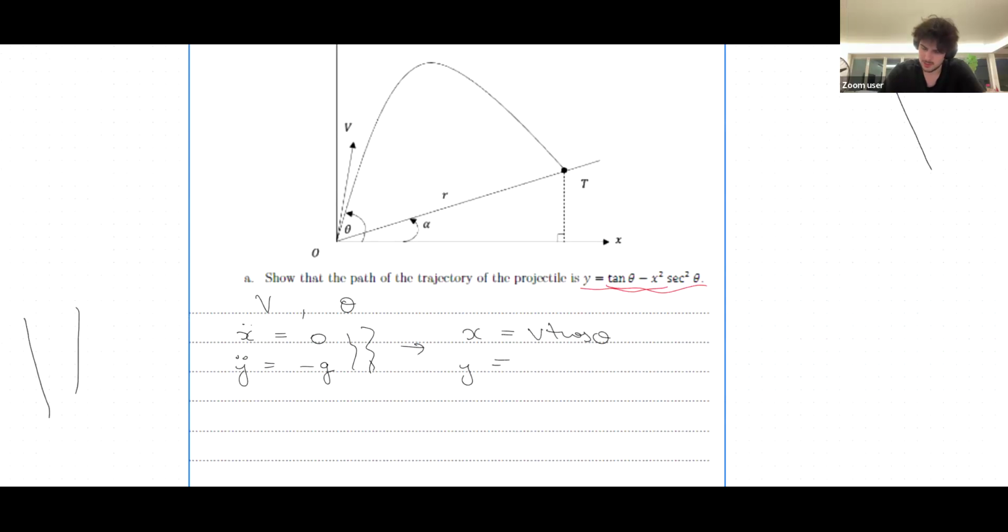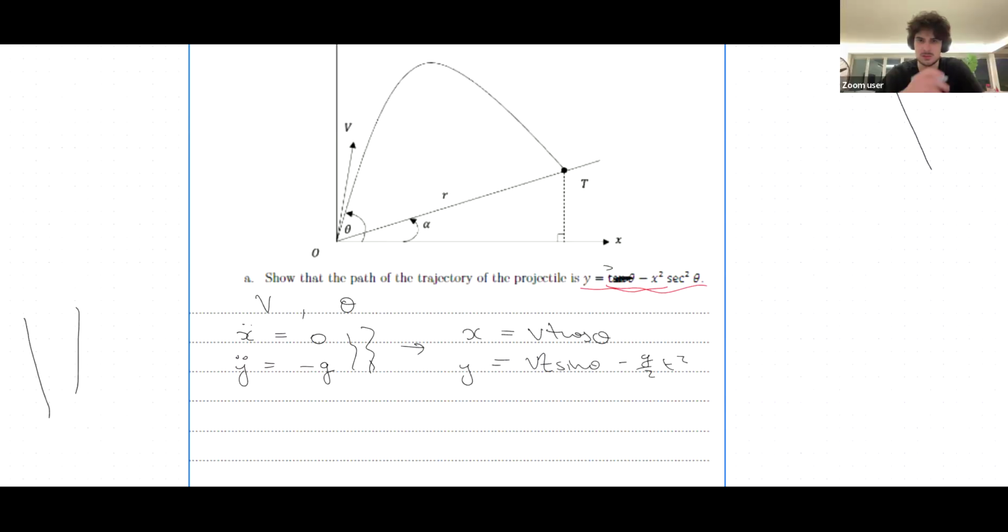Y is VT sine theta minus 4.9 times T squared. We'll just call it G on 2, but yeah, correct. Now here's where we get to doing some funky stuff. Also, this question is slightly wrong, by the way. It should be X tan theta.